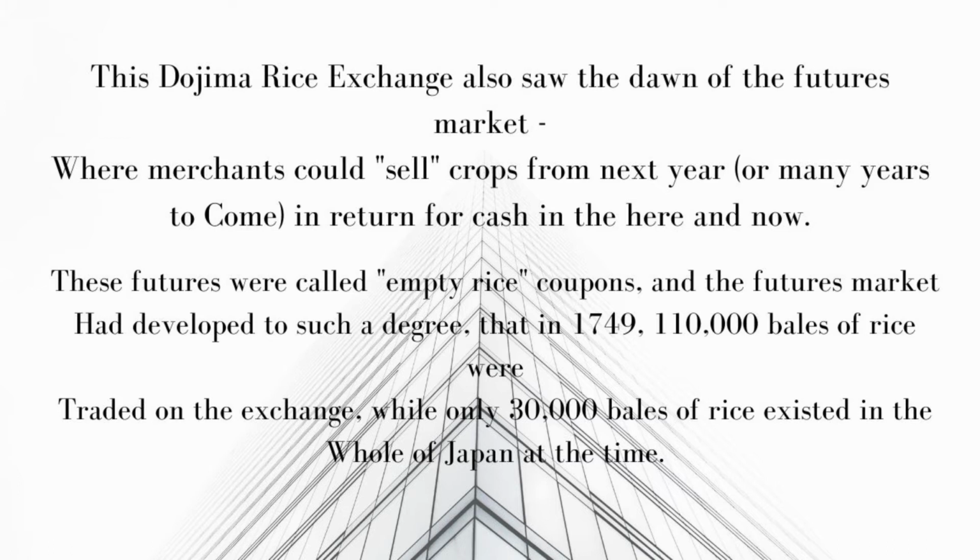The Dojima Rice Exchange also saw the dawn of the futures market, where merchants could sell crops from next year or many years to come in return for cash in the here and now. These futures were called empty rice coupons, and the futures market had developed to such a degree that in 1749, 110,000 bales of rice were traded on the exchange, while only 30,000 bales of rice existed in the whole of Japan at the time.